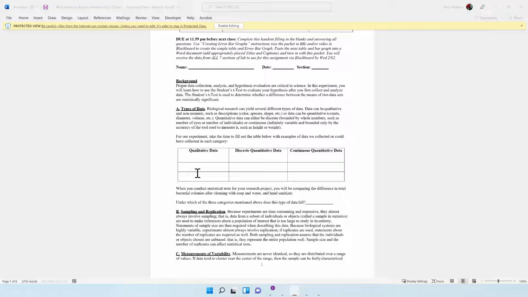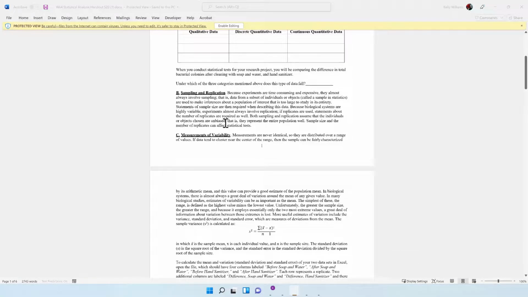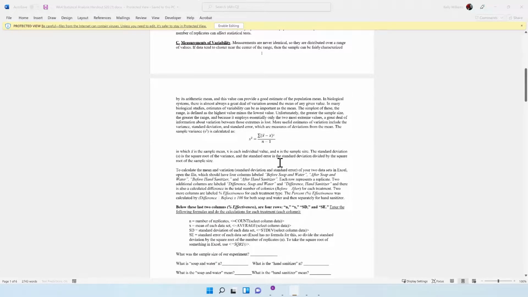But it's like, how many eyes does an individual have? Whereas continuous is something like height or weight, where it's not really bounded by anything, although there are usually limits to some of those things. You could be 126.4, you could be 360. So it's on a continuous scale, okay? Pick which one of these categories you're describing for what we've used in class. And then as you go down, read more about sampling and replication, different measurements of variability, and how to calculate some of these different things.